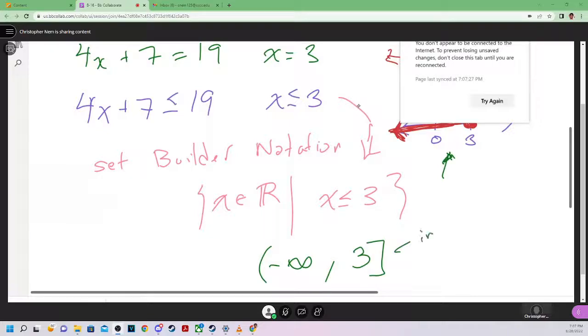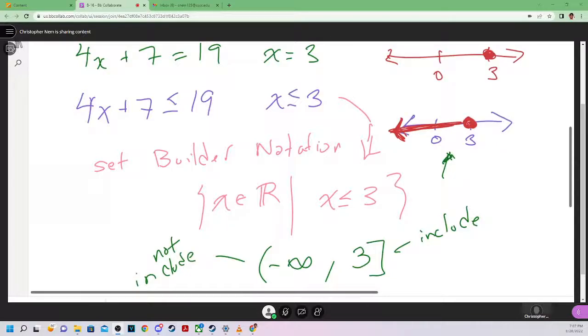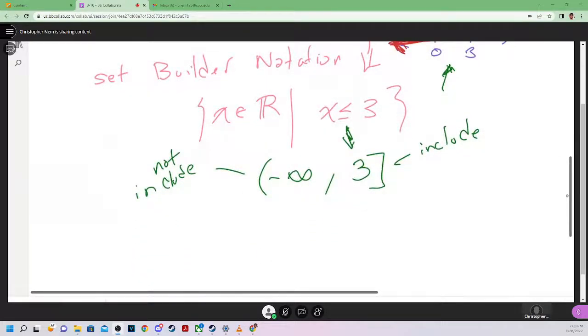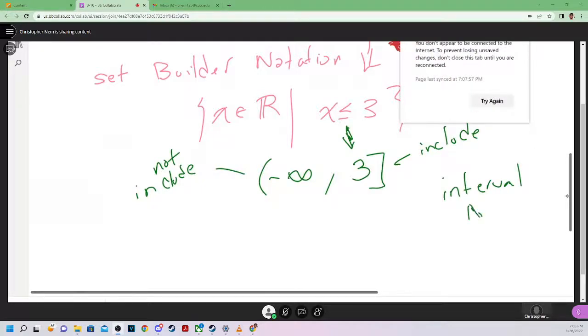Brackets mean include. Now, if you notice, this means not include. You cannot include infinity or negative infinity just because it's not a real number. So if I have a less than or equal to symbol, that means I will include it. This is called interval notation.